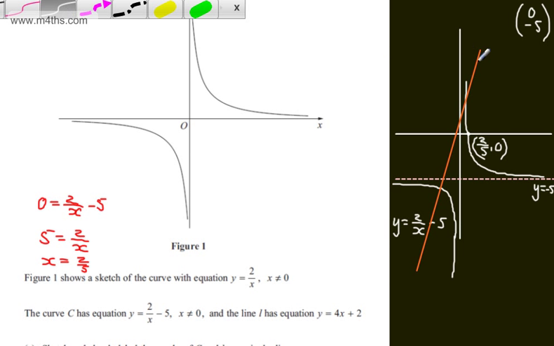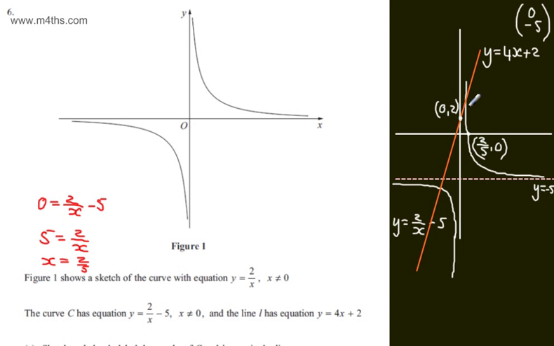We can label this up. y is equal to 4x plus 2. This point right here is going to be (0, 2). That's when x is equal to 0. We now need to consider when y is equal to 0.